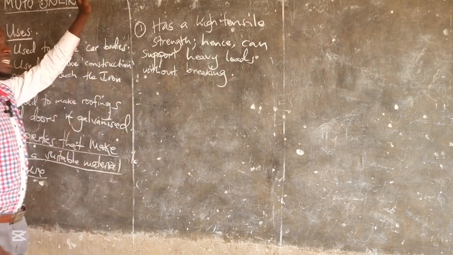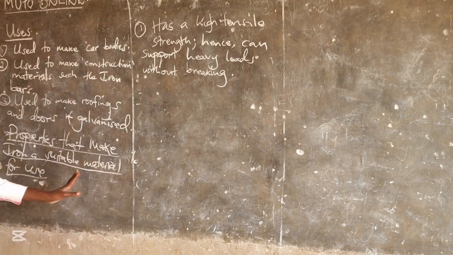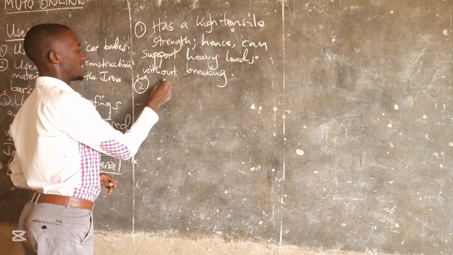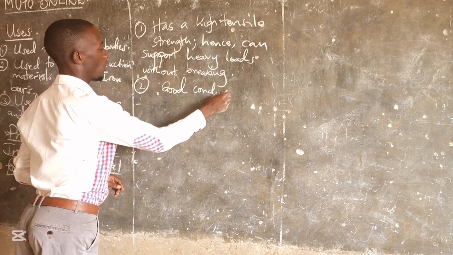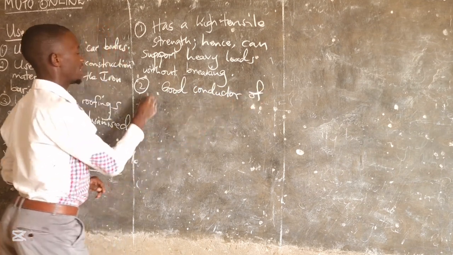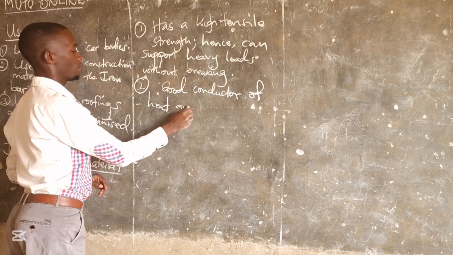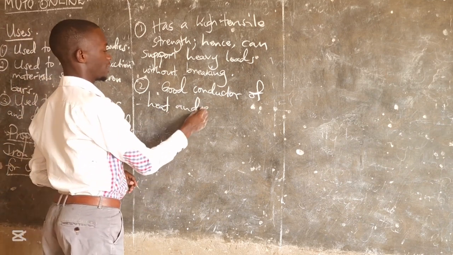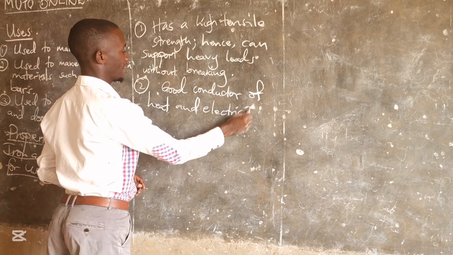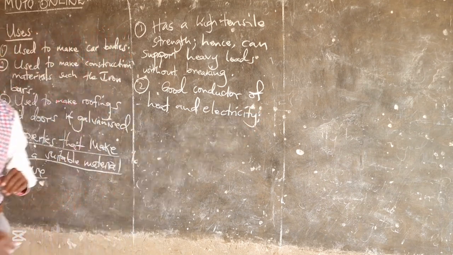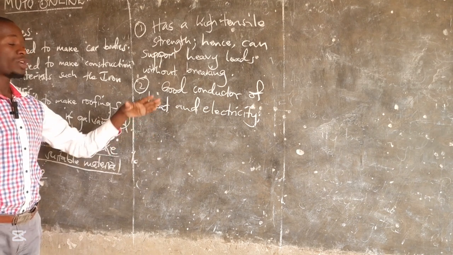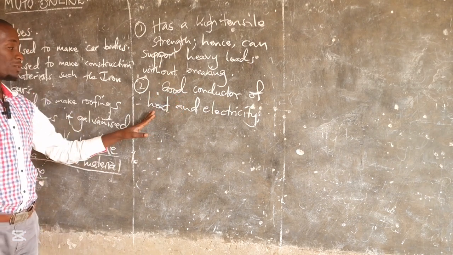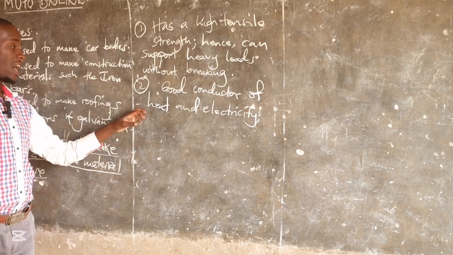We are looking at the properties that make iron a suitable material for use. Iron is a good conductor of heat and electricity. Hence it can be used to make conductors of electricity, cooking utensils and very many others.